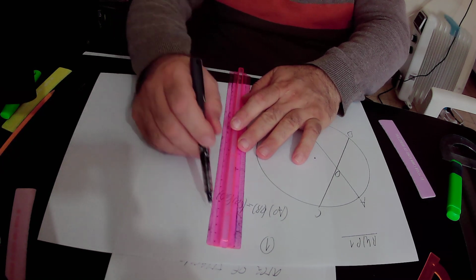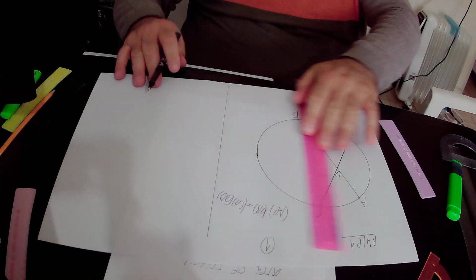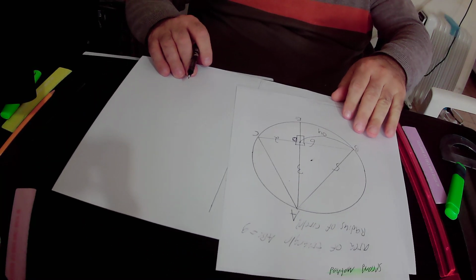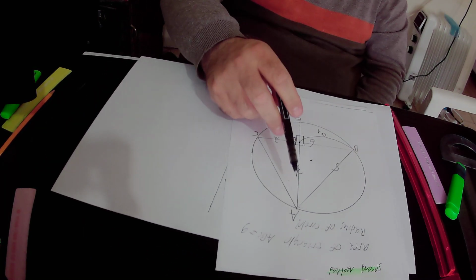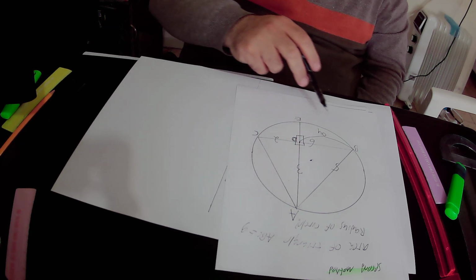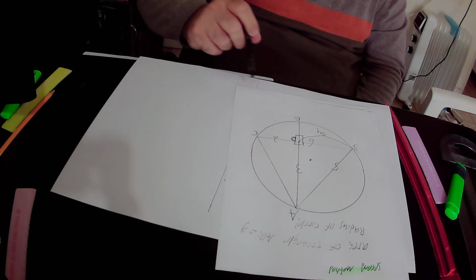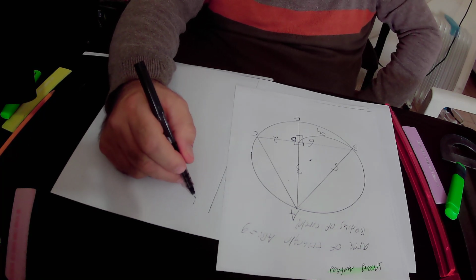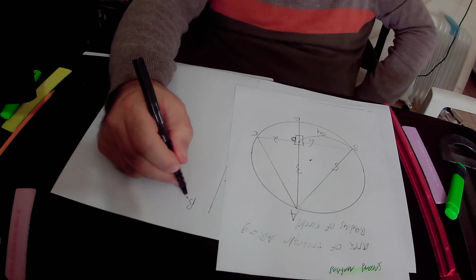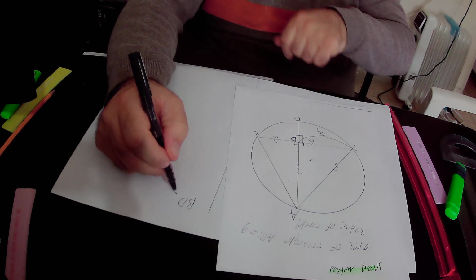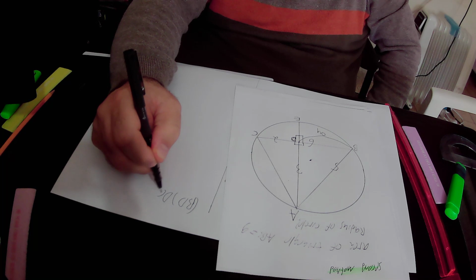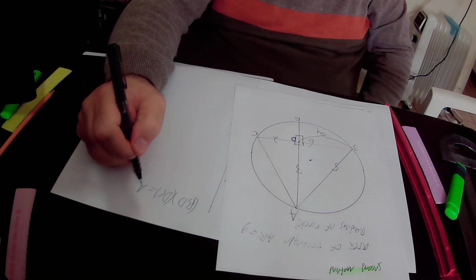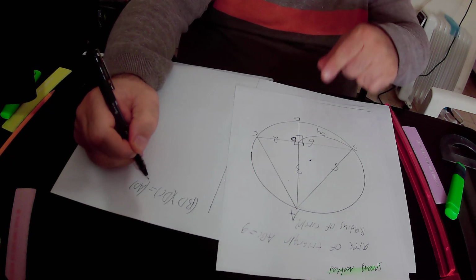We can actually implement rule number 1 in our circle. Why? Because in our circle we have chord AE, which intersects with chord BC at point D. Point D is the intersection point, therefore according to rule number 1, we get that BD times DC equals AD times DE.